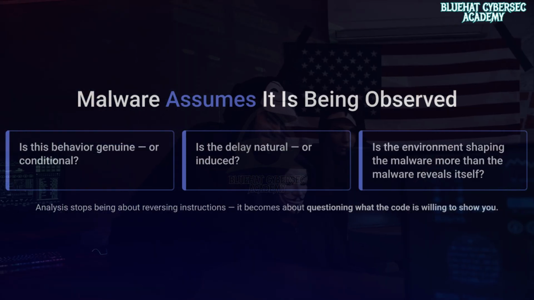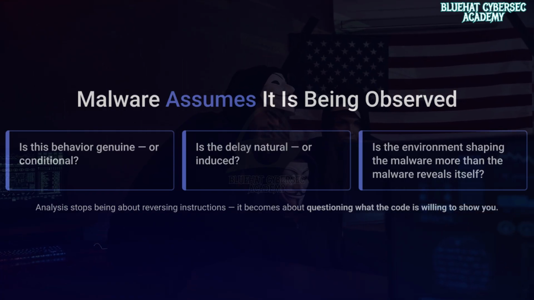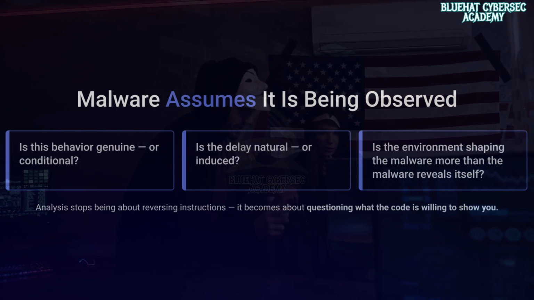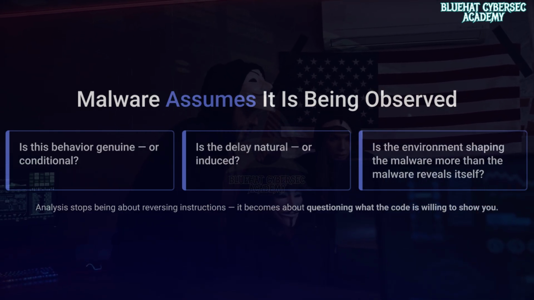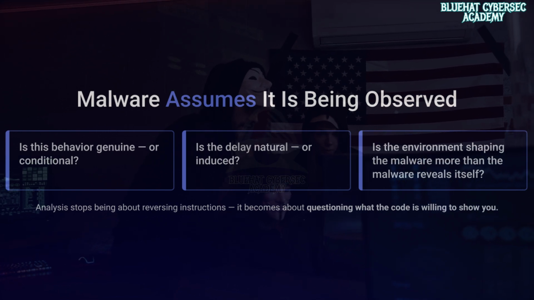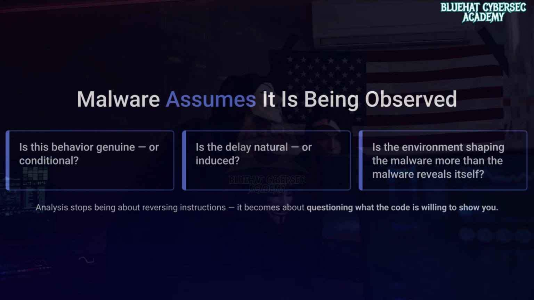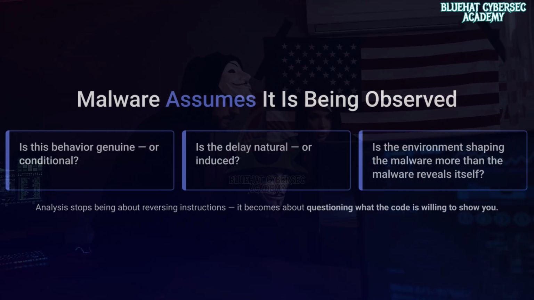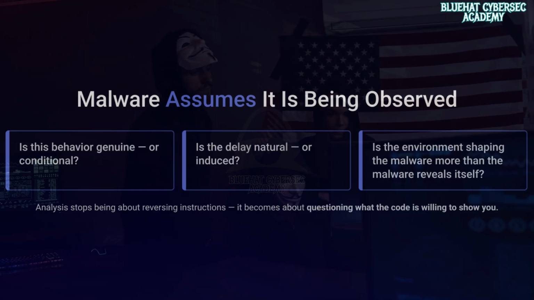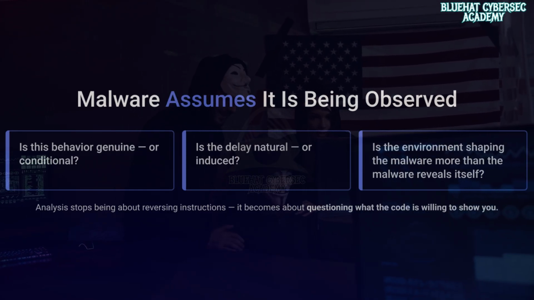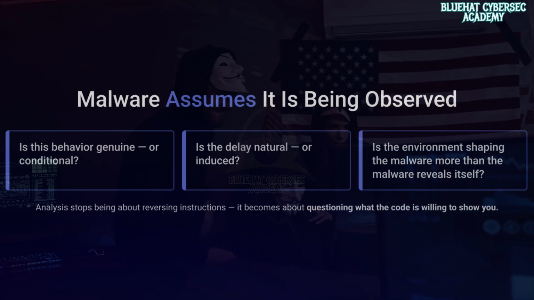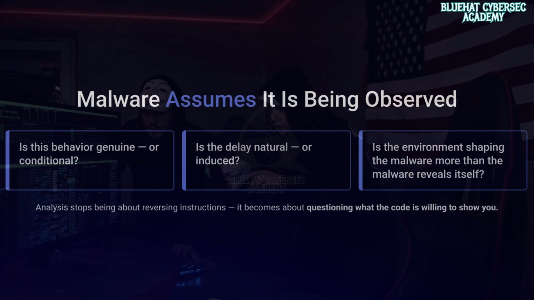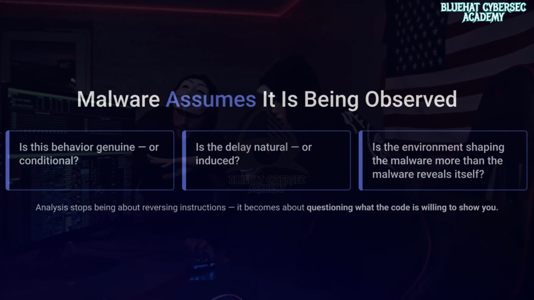And that brings us to the bigger insight, the part that often gets missed. Anti-debugging techniques reveal something deeper than technical tricks. They reveal a mindset shift in modern malware. Today's malware assumes it is being observed constantly, and it adapts to that assumption. So the real questions analysts have to keep asking are not just what the code does, but is this behavior genuine or conditional? Is the delay natural or intentionally induced? Is the environment shaping the malware more than the malware is revealing itself? Because that is where the real difficulty begins.